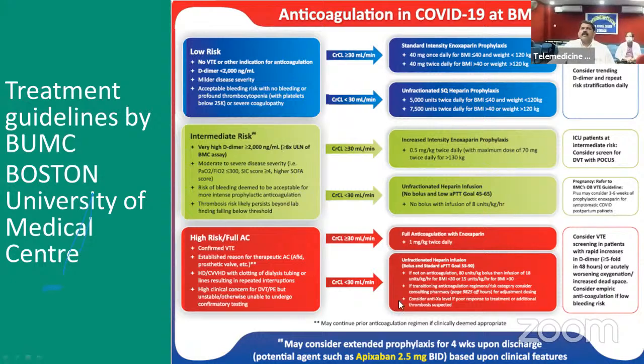And in these very sick patients, the COVID venous thromboembolism screening in a patient with rapid increase in D-dimer, that's more than fivefold in 48 hours, or acutely worsening oxygenation, increased dead space, we have to consider the empiric anticoagulation, how bleeding risk is there. So you have to stratify the risk, decide the renal function, decide the weight, and you have to go for either the enoxaparin or the heparin.